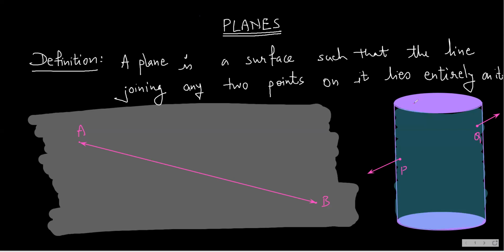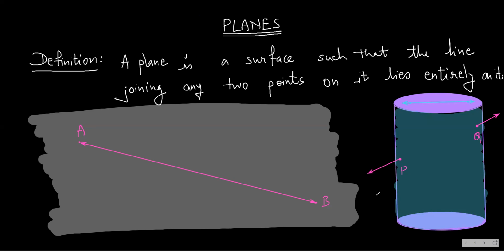But suppose I had 2 points here, and I joined these 2 points with the help of a straight line, then this line would lie completely on the surface. Okay.